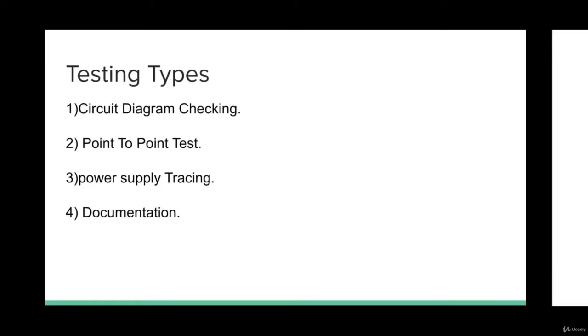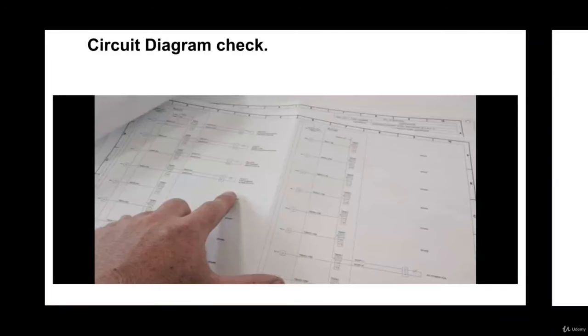There are four main tests, like circuit diagram checking. You have already done your circuit diagram, so you have to check it again and again. You will check for errors. Sometimes you misplace something, or you follow one wire but connect it to various other components. So it is very important to check this circuit diagram again and again.